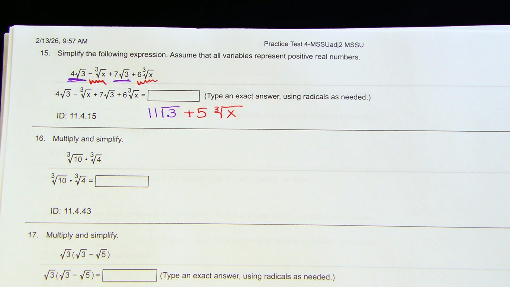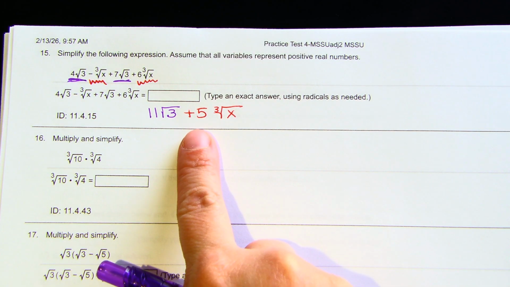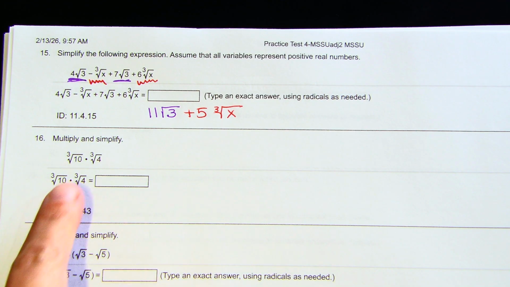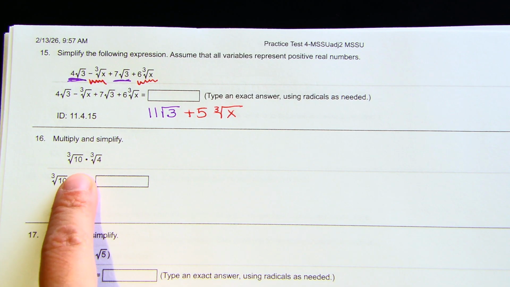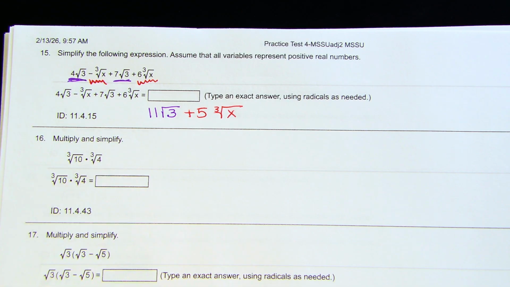Now, when we multiply radicals, I don't have to have quite as many stipulations. The only thing that has to exist for me to do multiplication with radicals is they have to have the same index, aka the same small number on the outside. So as long as they have that, then I can do the multiplication. And in this case they do, because I have the cube root and the cube root. So it'd be the cube root of 10 times 4, which is 40.